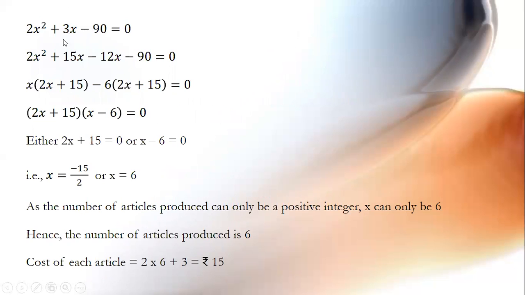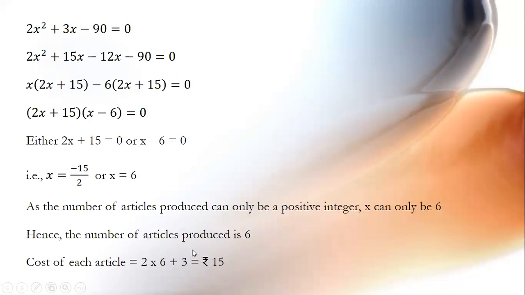When we factorize, we get plus 15 minus 12. So we take x common out of this and we take 6 common out of this. So we are arriving at 2x plus 15 into x minus 6 equal to 0. Equating each linear term to 0, we get 2x plus 15 as 0 or x minus 6 as 0. So x is minus 15 by 2 or x is 6. But number of articles is what we assumed as x and that cannot be negative. So x is only 6.